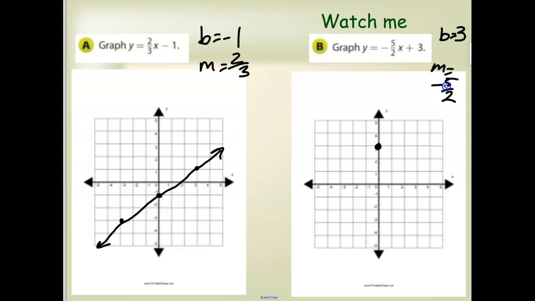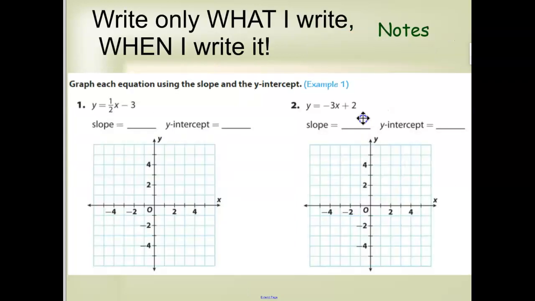A negative slope tells me my line is going down. So I'm going to go down 5 and over 2. Down 1, 2, 3, 4, 5 over 2. Boom. Okay. And then I'm going to connect the dots. La, la, la, la. That was an 80s reference right there. It's okay that you don't get that. And then I got a nice long line here with endpoints on it, and there you go.